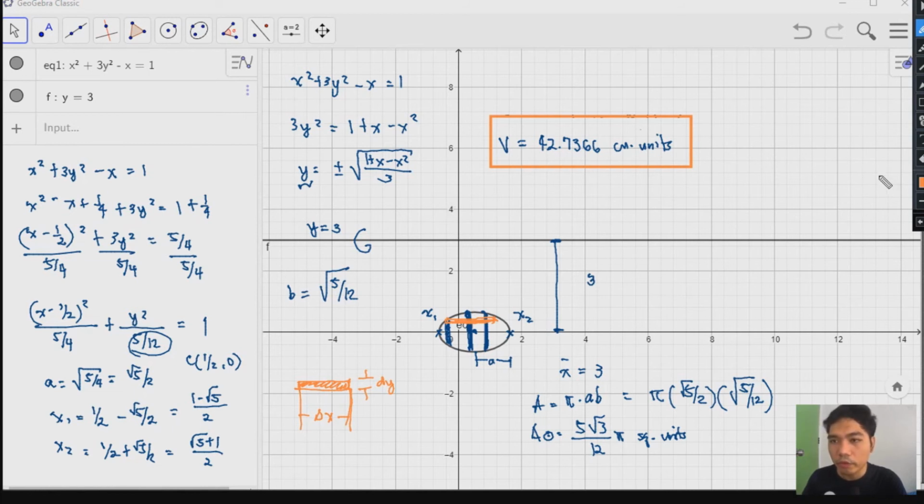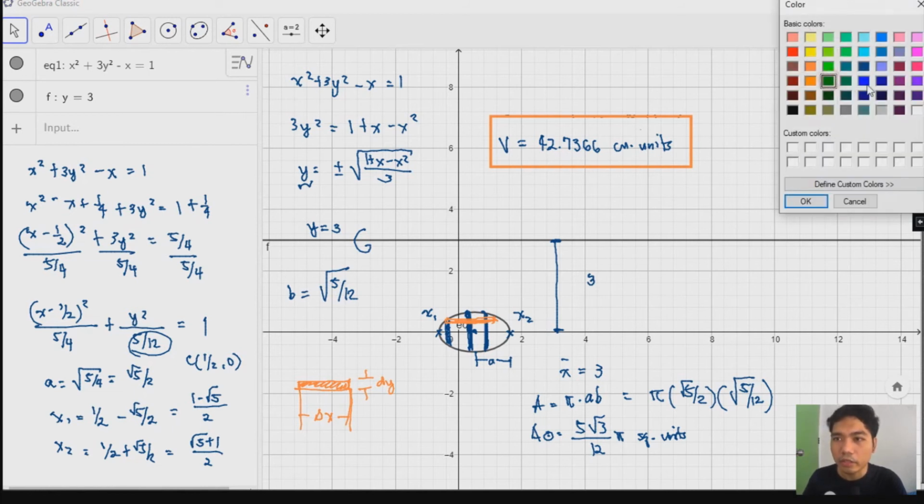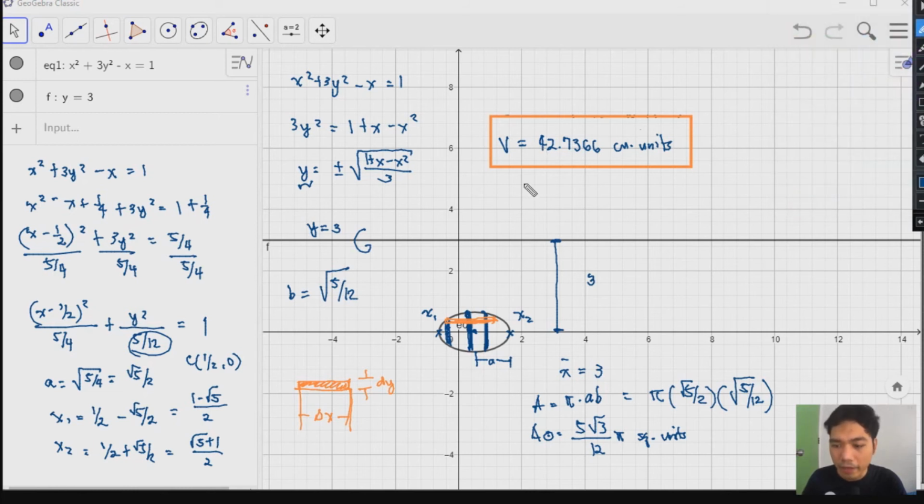So if you would be utilizing that, we know quite well that we need to use the formula for the shell method, which is the volume is equal to 2 pi integral from c to d of p of y, g of y, dy. So how do we continue this by determining our equation?